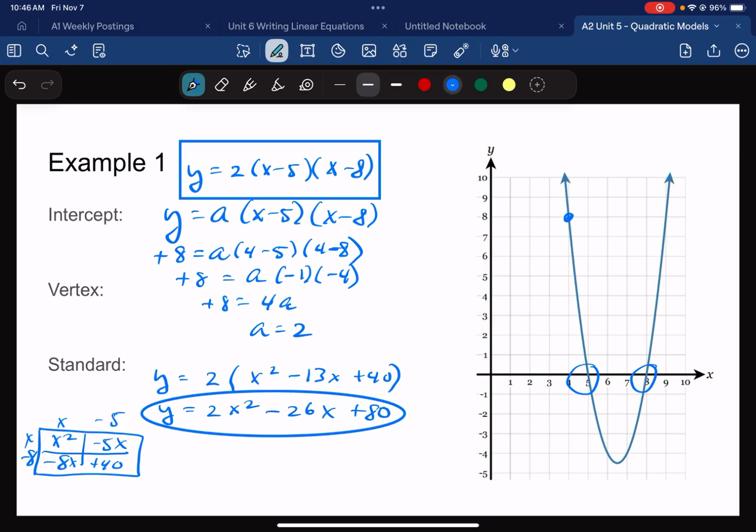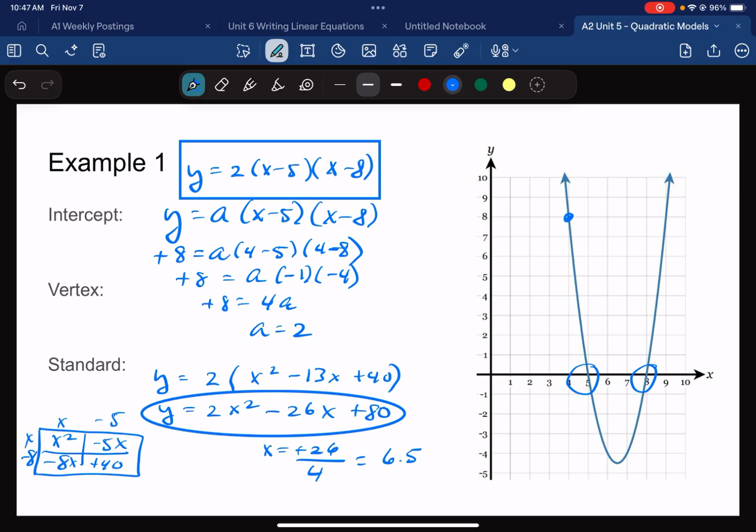Now for vertex form, that's a little trickier. So what we have to do is complete the square on this thing, I think. Or can we tell the vertex there? Let's just figure out the vertex. So for the vertex, I can say x equals the opposite of b, so positive 26, over 2 times 2, or 4. And 4 goes into 26 6.5 times. So the x-coordinate is 6.5, which, oh yeah, I could have just averaged 5 and 8 as well. 5 plus 8 is 13, half of 13 is 6.5.